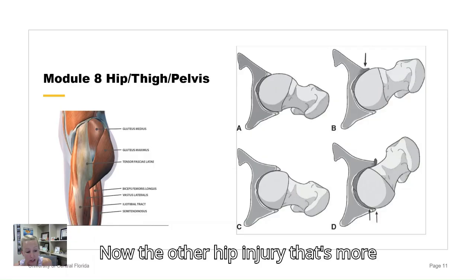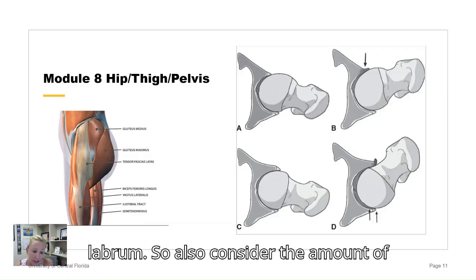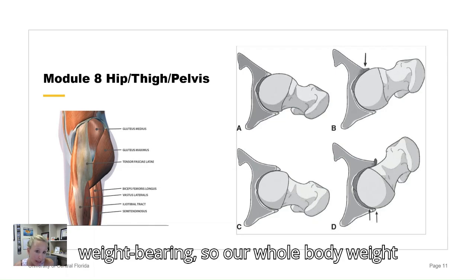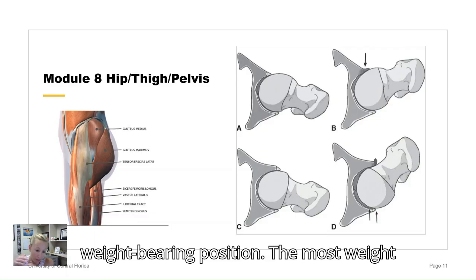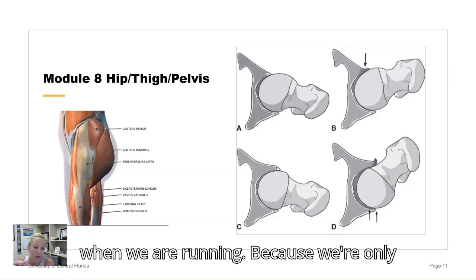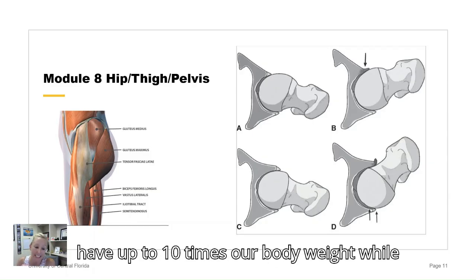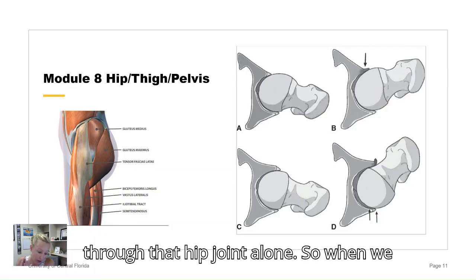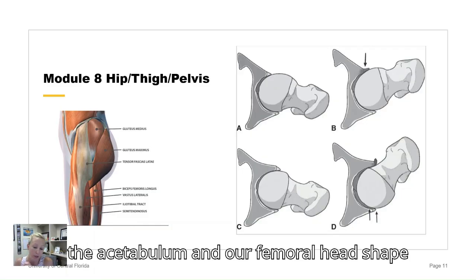Now, the other hip injury that's more serious that we worry about is our labrum. So also consider the amount of force going through the hip. It's weight bearing, so our whole body weight is going through when we are in a weight bearing position. The most force possible is when we are running, because we're only on one leg at a time, and there's as much force as possible. We can have up to 10 times our body weight while we are running on a single leg going through that hip joint alone.